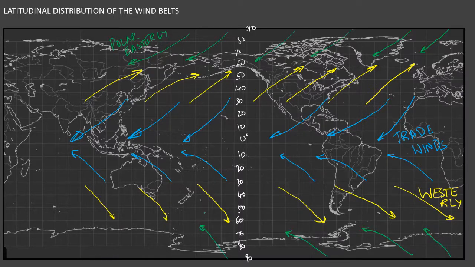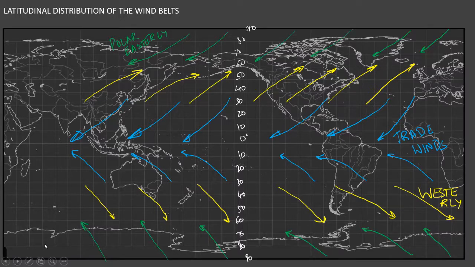Now if you have any doubt regarding the direction, that why I am drawing it this way, then you have to keep in mind the Coriolis effect. Okay. So this is roughly the latitudinal distribution of the winds, the wind belts. So we have three types of winds: trade winds, which are basically the tropical easterly winds. Then we have the westerly winds and the polar easterly winds.